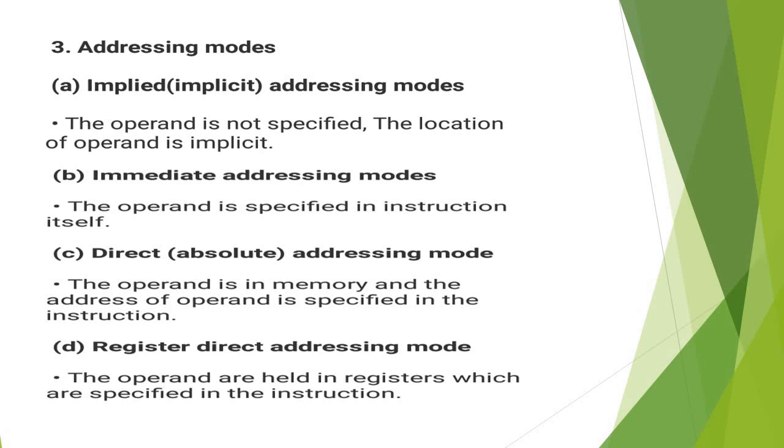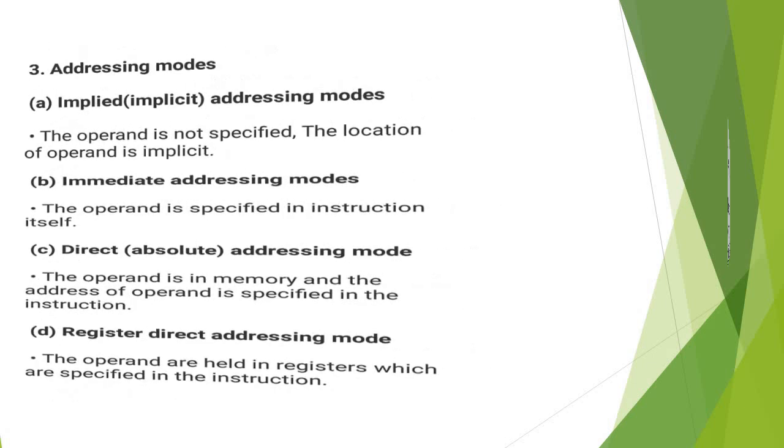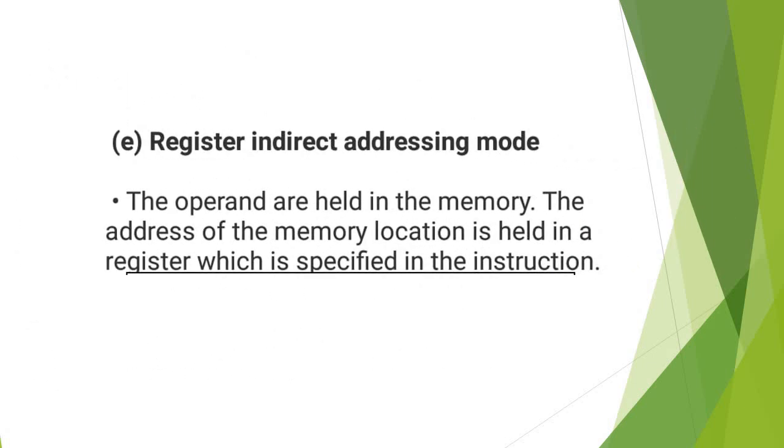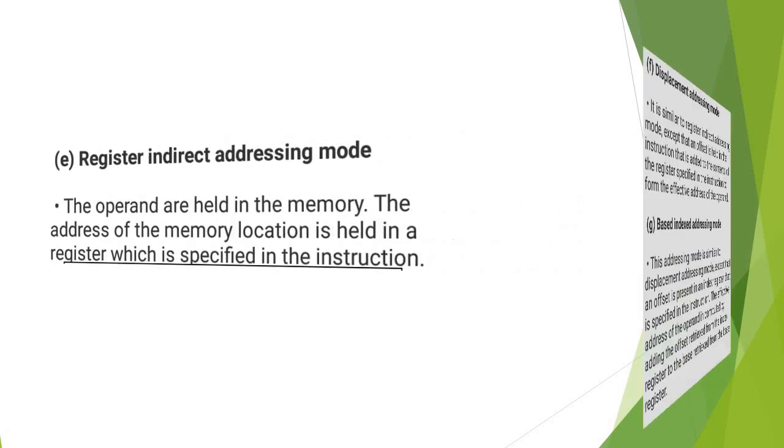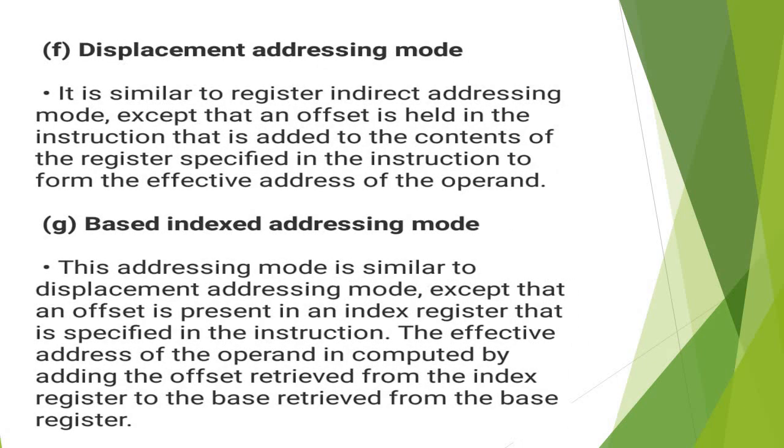Fourth one is the register direct addressing mode. The operands are held in the register which is specified in the instruction. Register indirect addressing mode: the operands are held in the memory. The address of memory location is held in the register which is specified in the instruction. These all are the addressing modes.